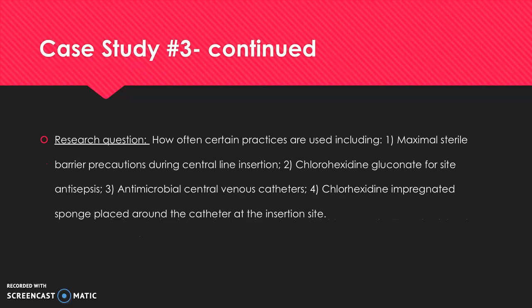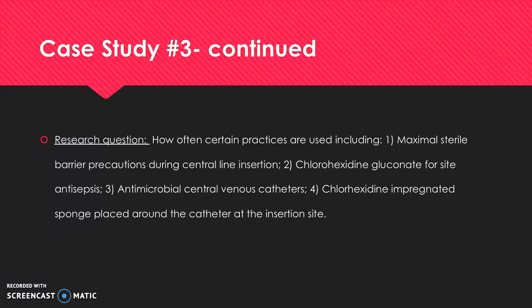The research question was how often certain practices are used, including maximum sterile barrier precautions during central line insertions, chlorhexidine gluconate for site antisepsis, and thirdly, antimicrobial central venous catheters. Fourth, chlorhexidine impregnated sponge placed around the catheter at the insertion site.